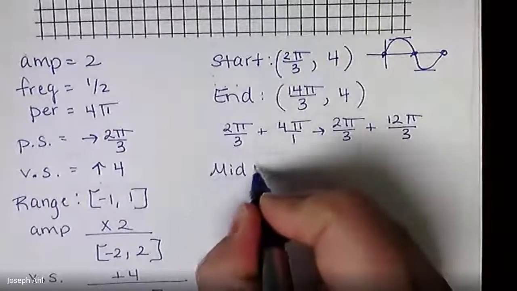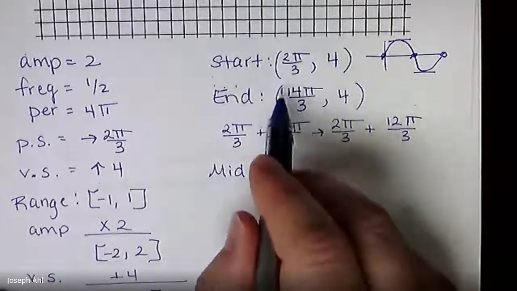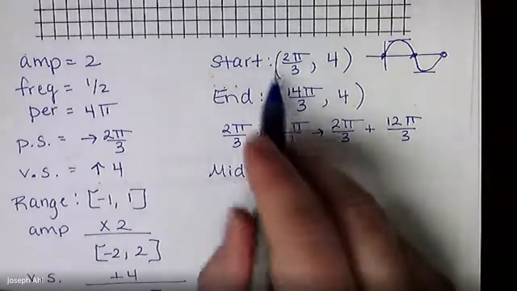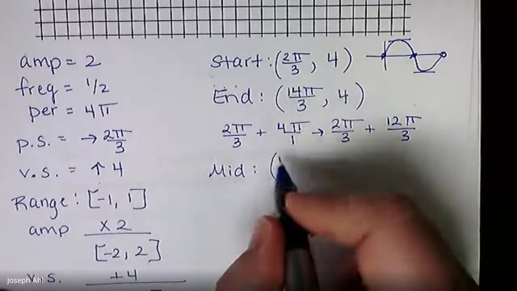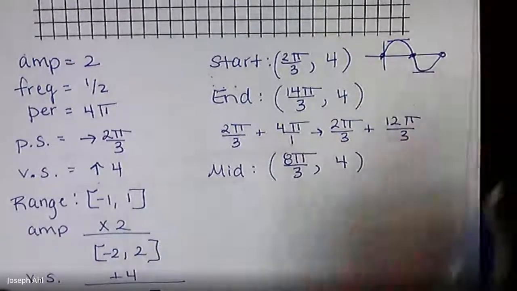And last but not least, the middle point there. So midway in between 2 and 14, you're finding an average. You could always add those up and divide by 2. 2 and 14 is 16. Divided by 2 is 8 pi over 3. Middle is still that same y value.